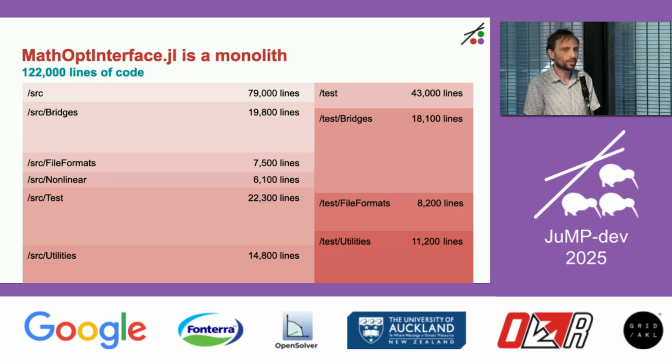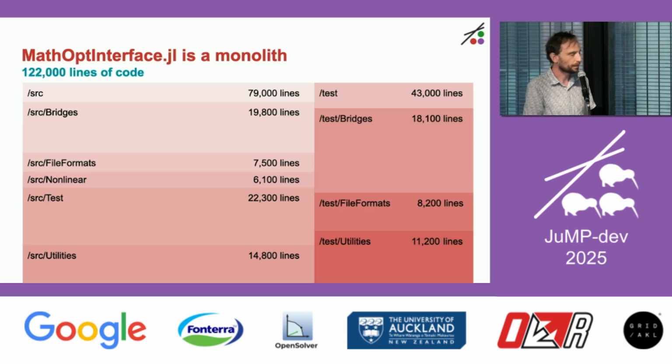So MOI is a Julia package, and most Julia packages are actually pretty small. You don't have to write that much Julia code to be able to do a lot of stuff. MOI is over 120,000 lines of code. 79,000 lines of code of that is in the source, and there's about 43,000 lines of code to test MOI itself.